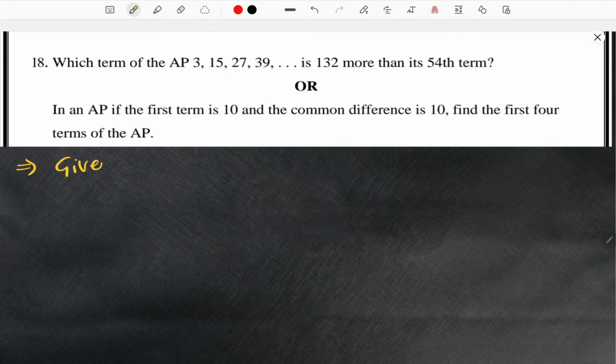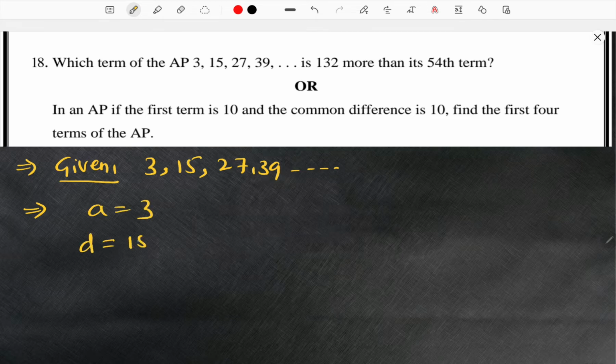What is the given AP? The given AP is 3, 15, 27, 39... And from this you can write a is equal to 3. And d is going to be 15 minus 3, that is 12. And they are asking, which term is 132 more than the 54th term? That means, let me call that an. So this an, the nth term, should be 132 more than the 54th term. This is what they are saying. So 132 more than the 54th term is an and we need to find out the value of n.